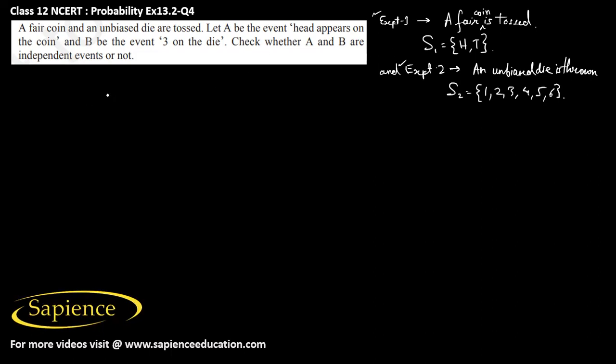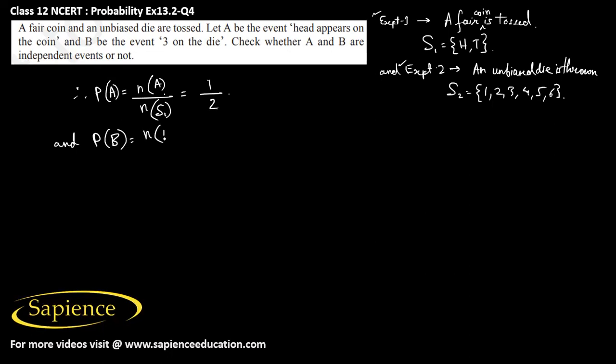The event A has been defined as head appears on the coin. Therefore, the probability of the event A is the number of outcomes in the event A divided by the number of outcomes in the sample space S1. So that would be 1 by 2.